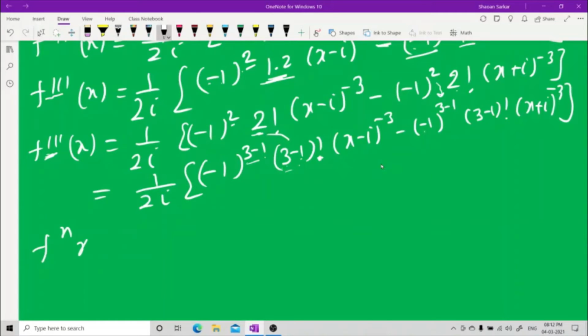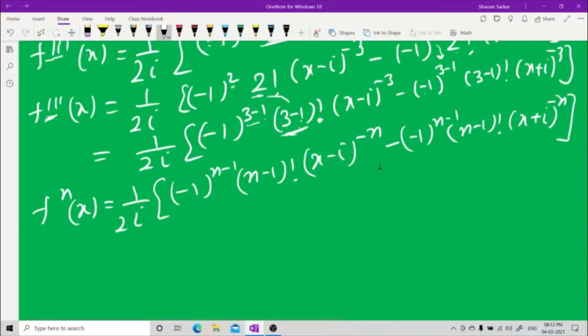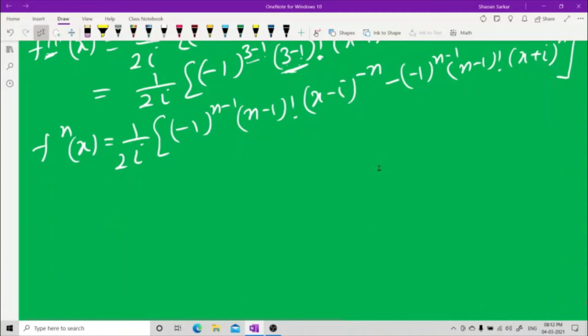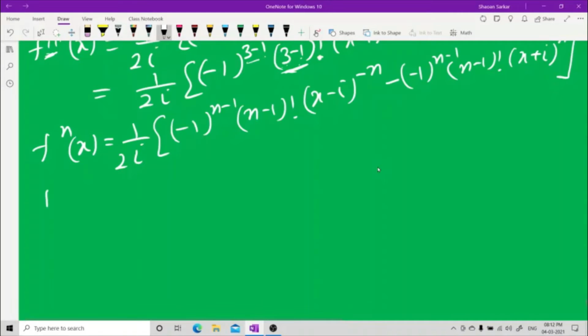So f^n(x), directly the nth derivative, you see, directly is (-1)^(n-1) (n-1)! from here, and this becomes (x - i)^(-n) exactly, and (-1)^(n-1) (n-1)!, and (x + i)^(-n), and this is like this. So this is the whole thing. Now you have your own thing. Wait a minute. Now let us write it in a proper manner.